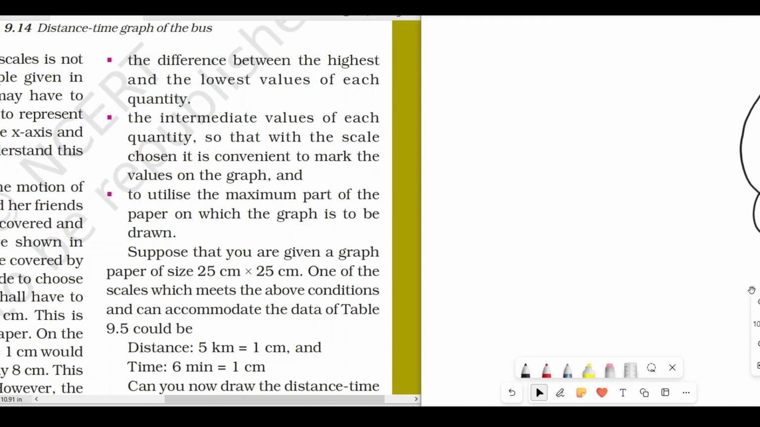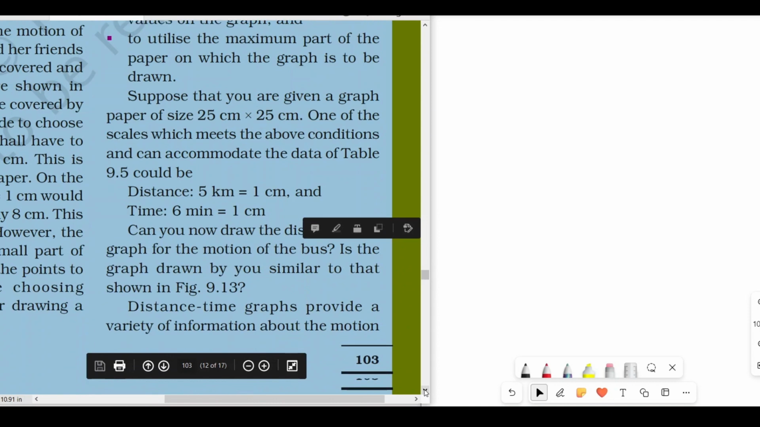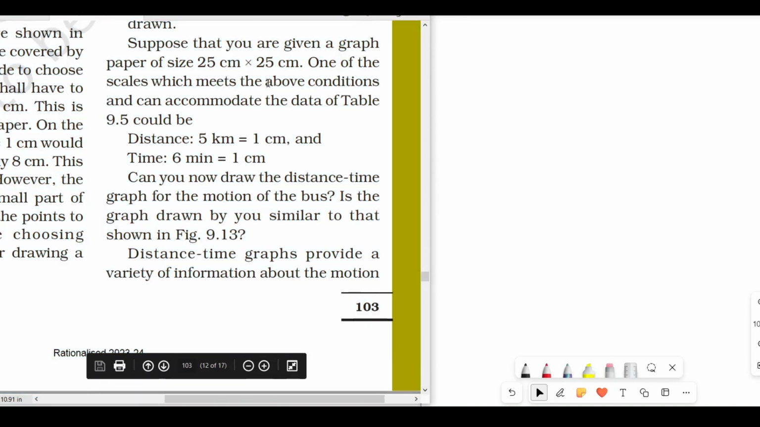Okay, so these are the 3 points that you should keep in mind before you decide on the scale of the graph or the scale of the quantities.